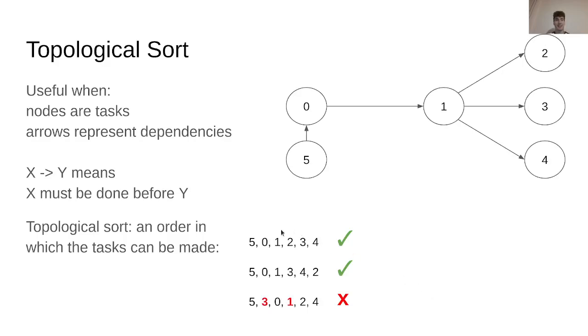And now in our case, we only have numbers, so it's the same idea but only with numbers. So here we have 5, 0, 1, 2, 3, 4 as a good order, and 5, 3, 0, 1 as a bad order, because 3 should be after 1 and 0.